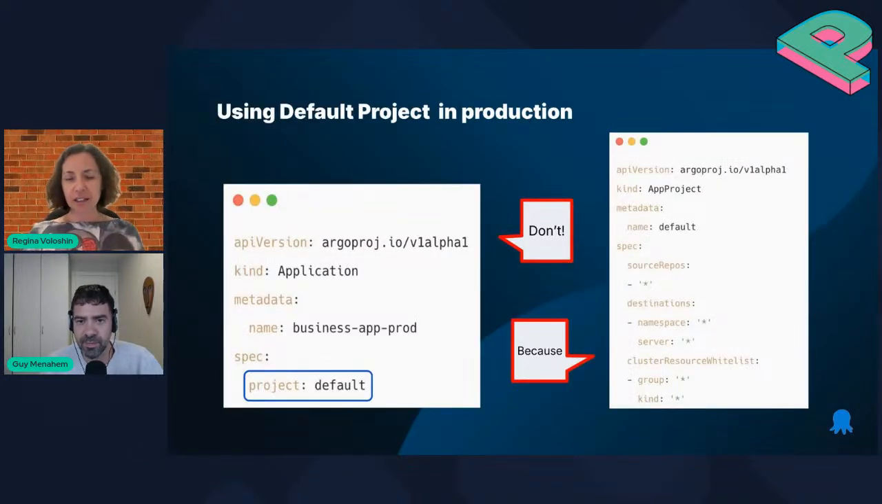And so at the beginning, we said that it's not a good idea to use the default project in production. And now I can explain why. The reason is that the default project is over-permissive. Look at how it looks. It allows deploying from any repo, to any namespace, to any cluster, any Kubernetes kind, and it does not have any built-in roles. What this means is that the default roles would be used. What are the default roles? They are over-permissive ones. They're either admin roles or full read roles.